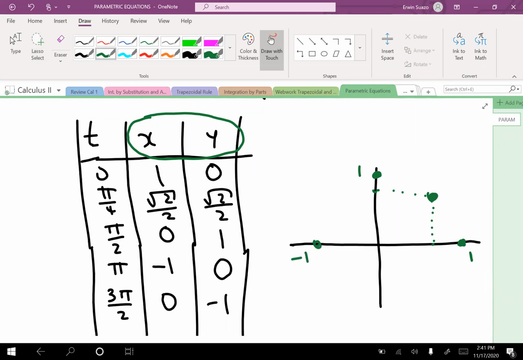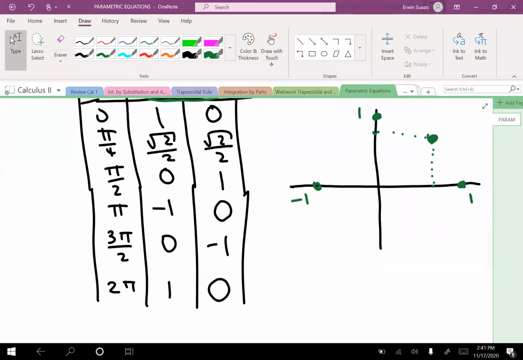So you guys want to make another guess? What is this going to be? It's a circle. So when x is 0, y is negative 1. Okay. And when x is 1, y is 0. So basically, I went this way.